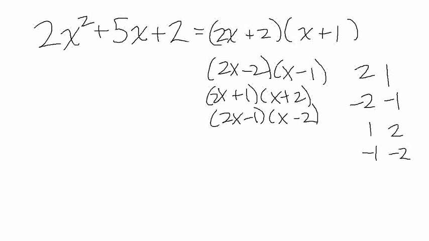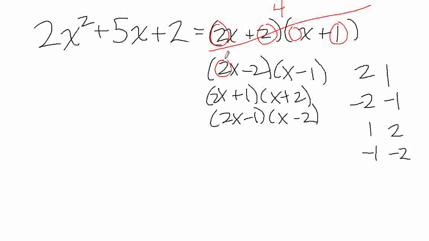So on the first one, the outers, the product of 1 and 2 is 2. The inners, the product of 2 and 1 is 2. 2 plus 2 gives you a 4. Okay, so that's not the 5 that we need. Okay, see how that works? Okay, now let's do the second one.